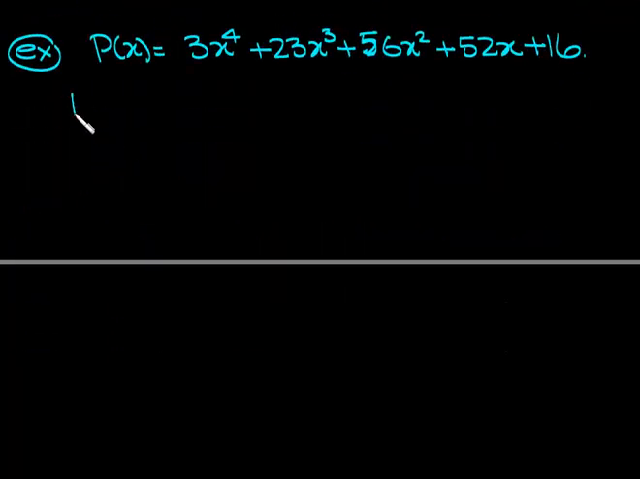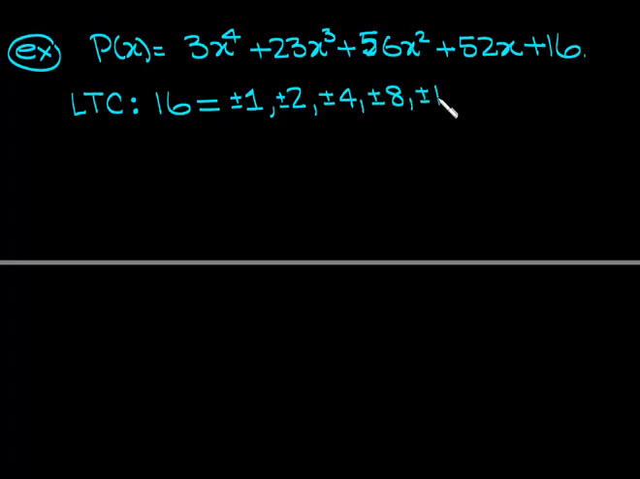In our case, the last term coefficient is 16. So what numbers divide 16? 1 divides 16. But think about it, if plus 1 divides 16, so does minus 1, so we have to include both. Then 2 divides 16, and if plus 2 divides 16, so does minus 2. Then 4 divides 16, 8 divides 16, and 16 divides 16. Those are my factors of 16.